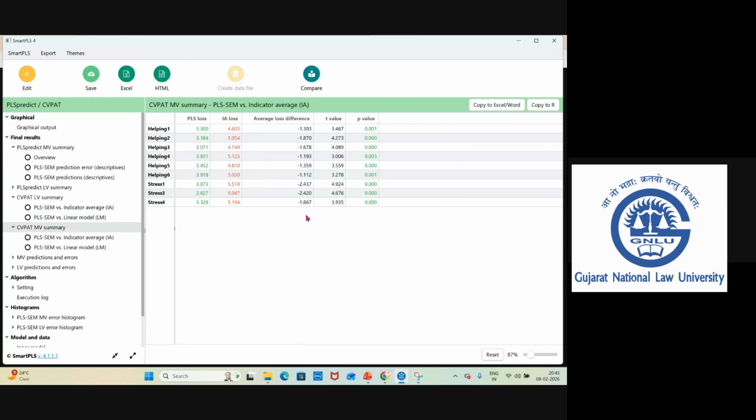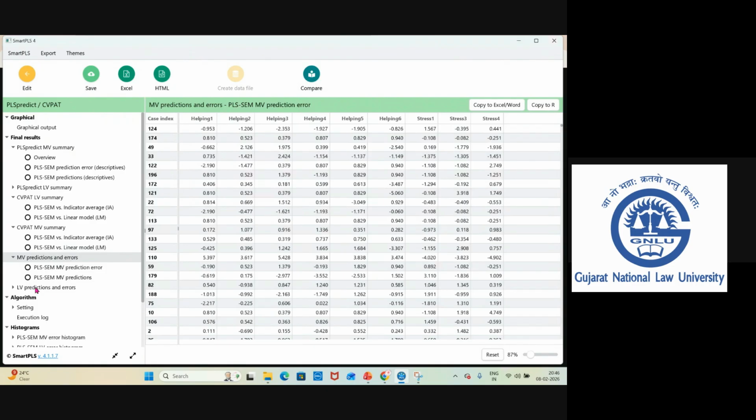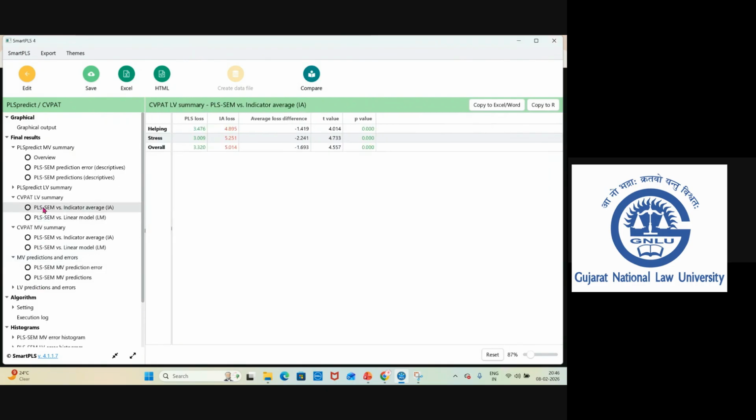CVPAT summary. Overall, you can see that we have got significant results. If you look at the overall summary, twice PLS values are less than the indicator average. Okay, so based on these two, we are going to come up with the interpretation part.